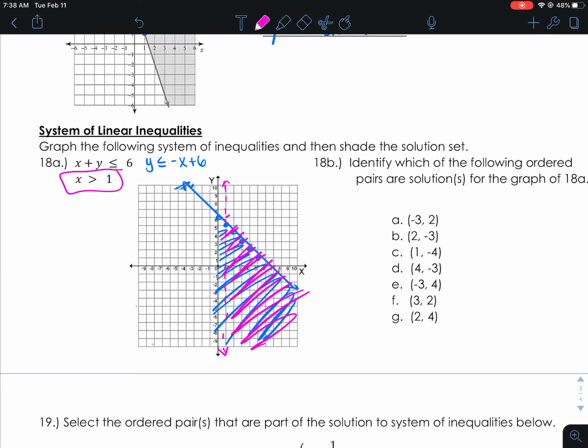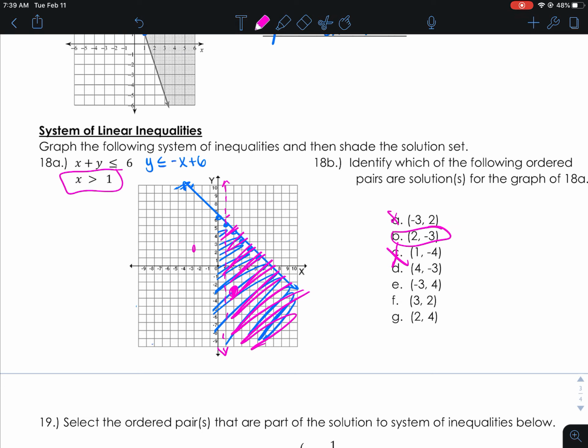Okay, so which ones are solutions? Let's check them. (-3, 2), that's no, because that would be here. (2, -3), that's a yes. Looks like here. (1, -4), no, because it's on the dash line. It has to be on a solid boundary line.